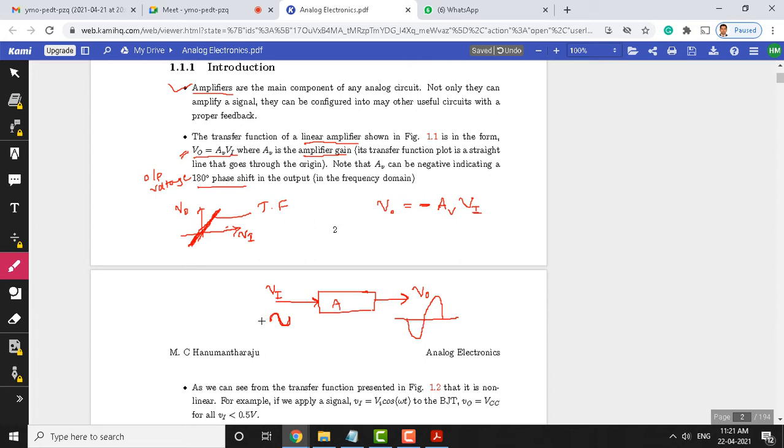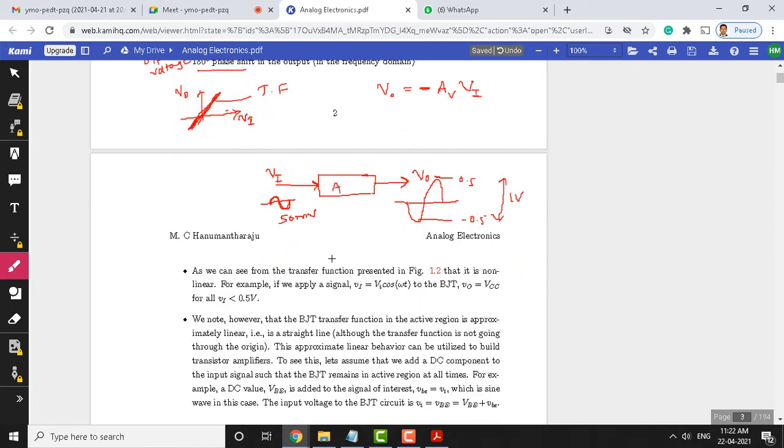It is going to be a small signal, maybe the magnitude is 50 millivolt, and the output you get in terms of volts. Maybe the positive peak is going to be 0.5 and the negative 0.5, totally 1 volt peak to peak. That is how the signal will get amplified. So, here we want to stress that the minus sign indicates a 180-degree phase shift. Any questions so far?